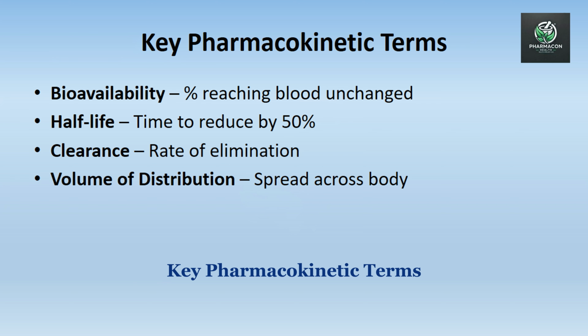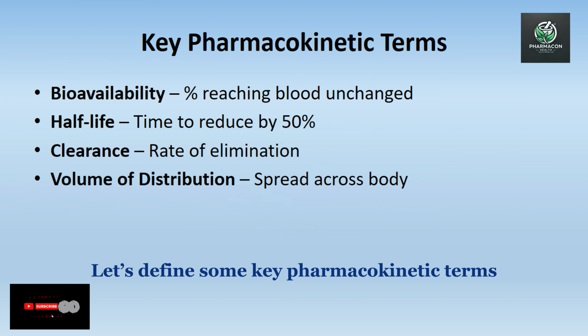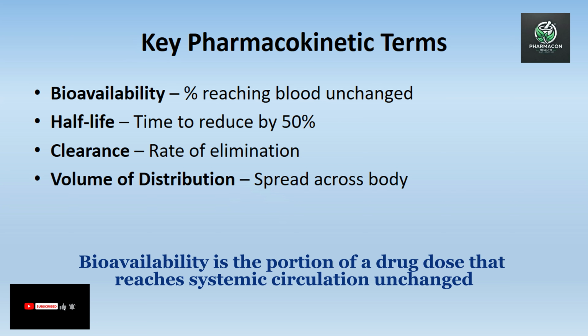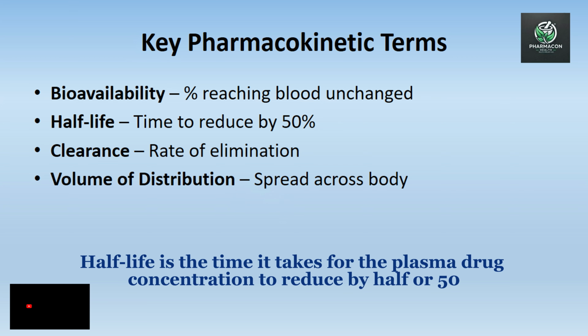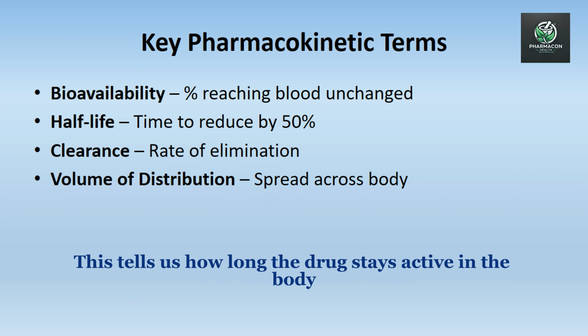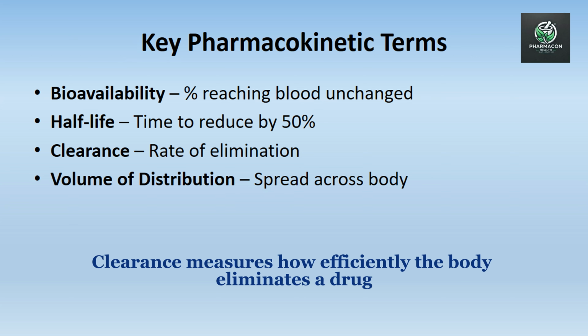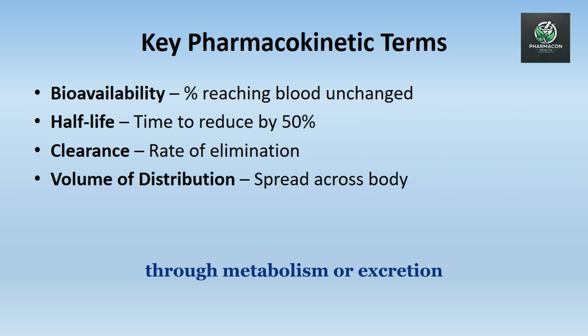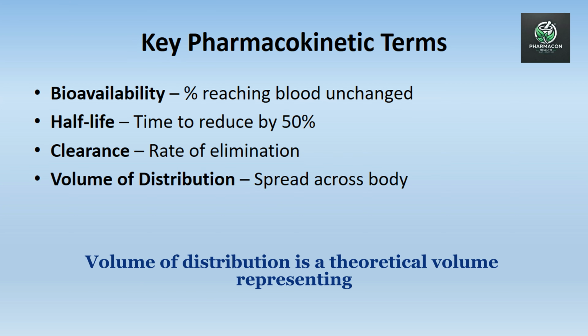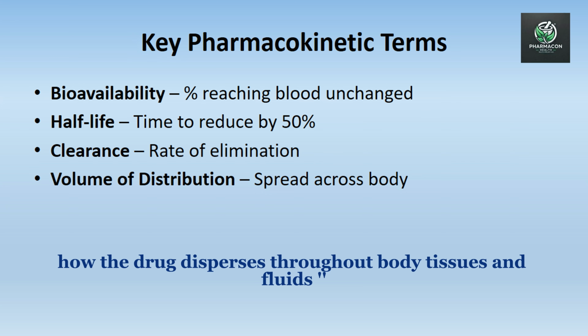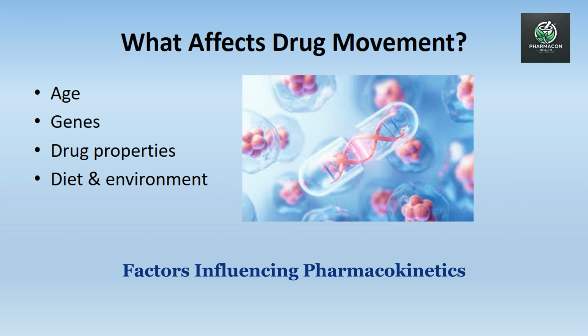Key pharmacokinetic terms. Let's define some key pharmacokinetic terms. Bioavailability is the portion of a drug dose that reaches systemic circulation unchanged. Half-life is the time it takes for the plasma drug concentration to reduce by half, or 50%. This tells us how long the drug stays active in the body. Clearance measures how efficiently the body eliminates a drug through metabolism or excretion. Volume of distribution is a theoretical volume representing how the drug disperses throughout body tissues and fluids.